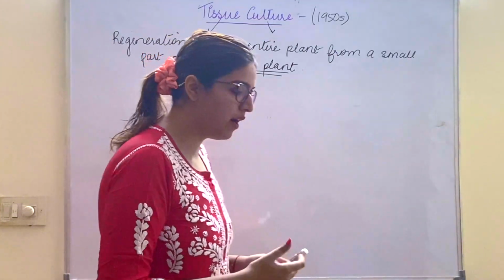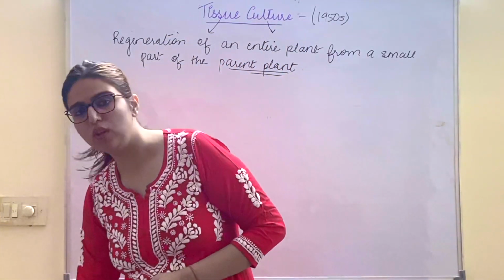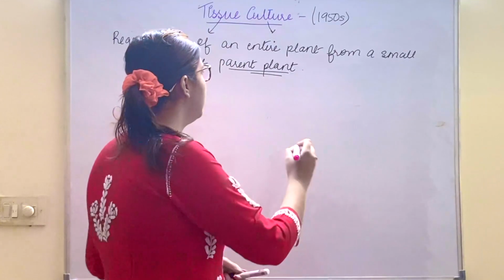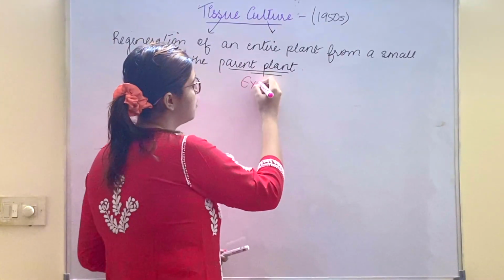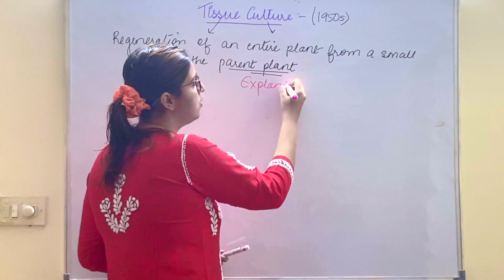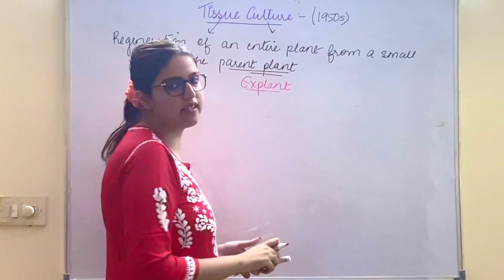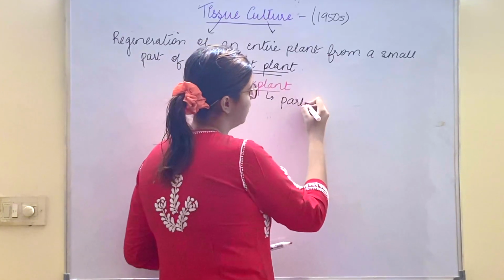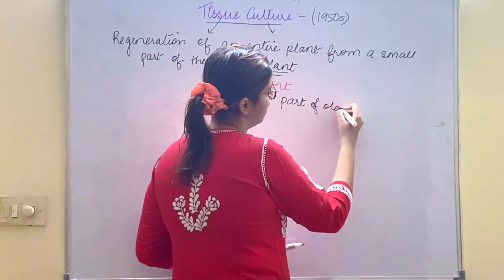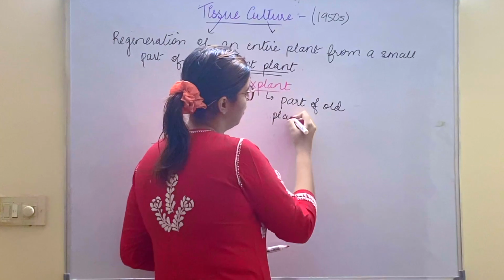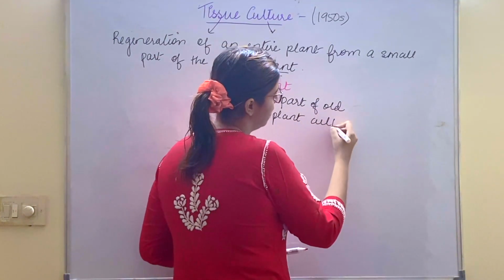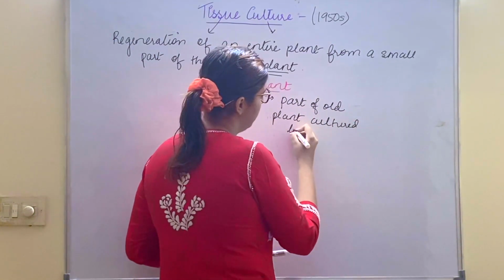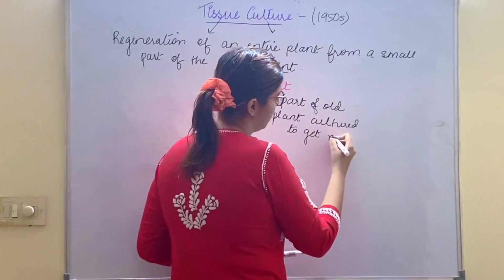Now, what is this old part of the plant called that we are growing? It is called explant. Ex means old. Okay, so it's called explant. What is explant? The part of the old plant cultured to get a new plant.